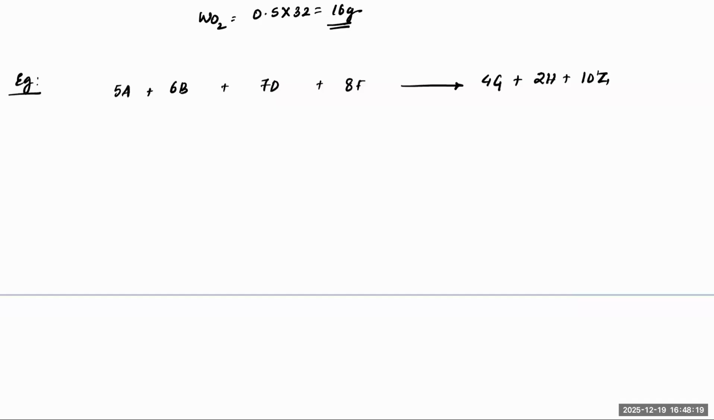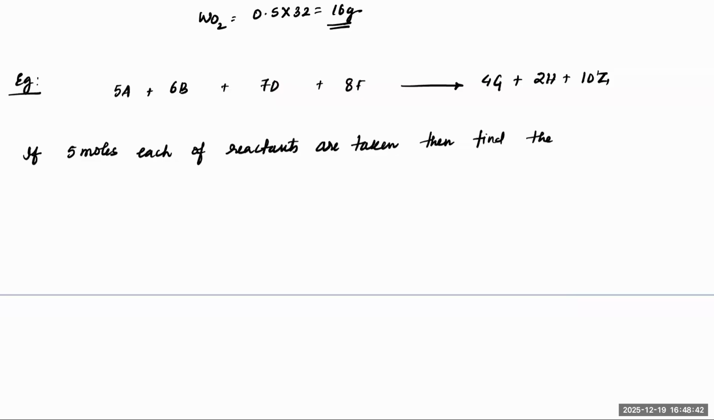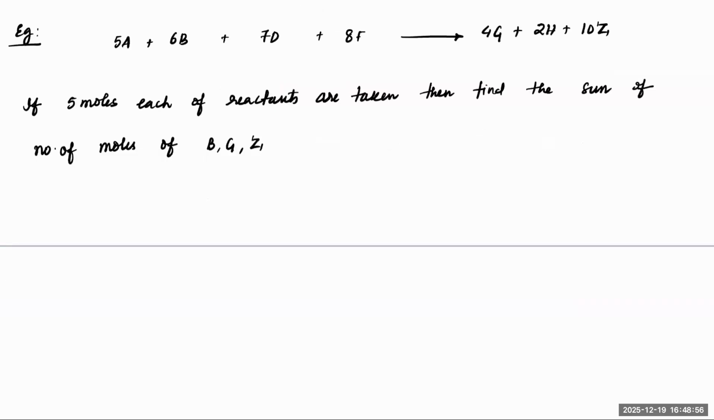Now my question is, if 5 moles each of the reactants are taken, then find the sum of the number of moles of B, G, and Z. Now this is how the question has been framed.